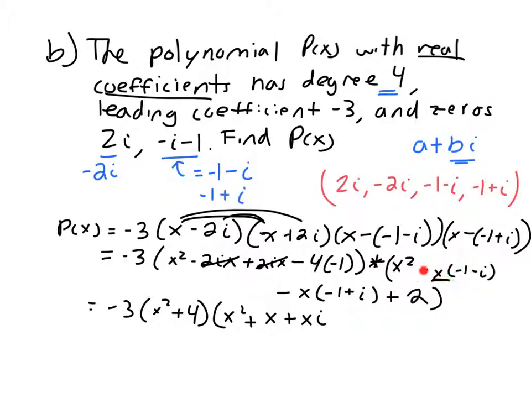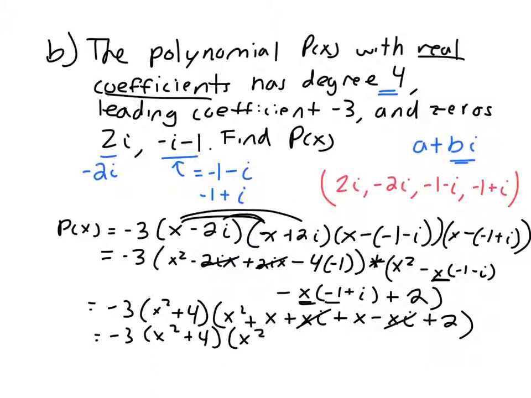So that'll be negative x times -1 is plus x, negative x times -i, which is plus ix, or xi. Okay, same thing down here, so distribute, so that'd be plus x, and then minus xi, plus 2. These two now cancel. Okay, so I'm left with -3 times x squared plus 4, times x squared plus, there's two x's here, 2x plus 2.